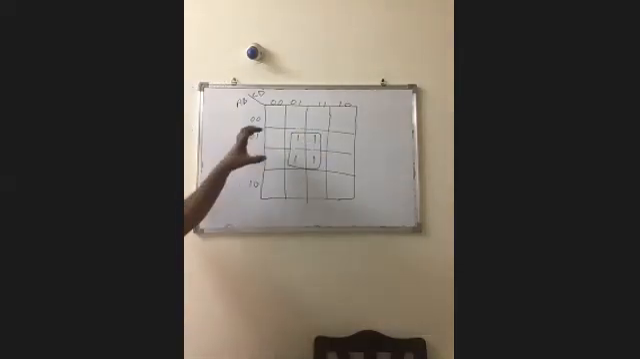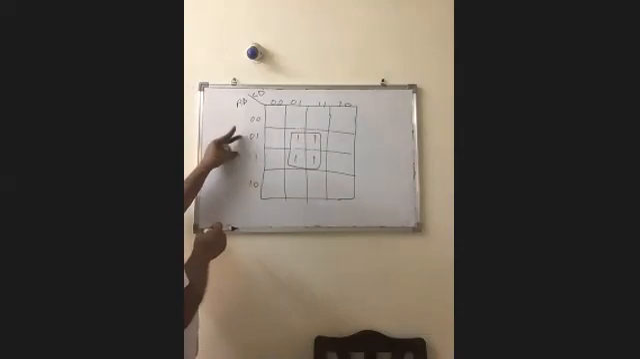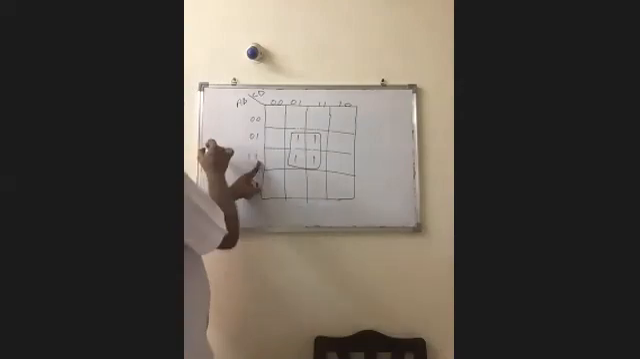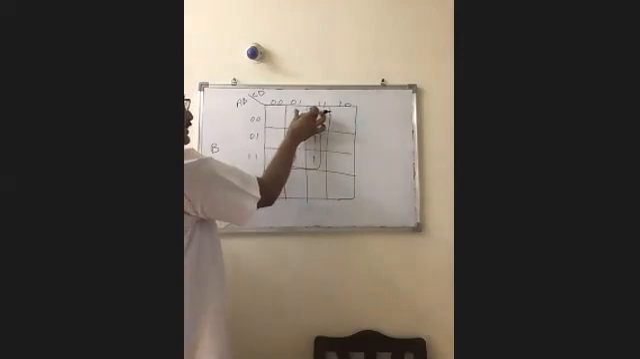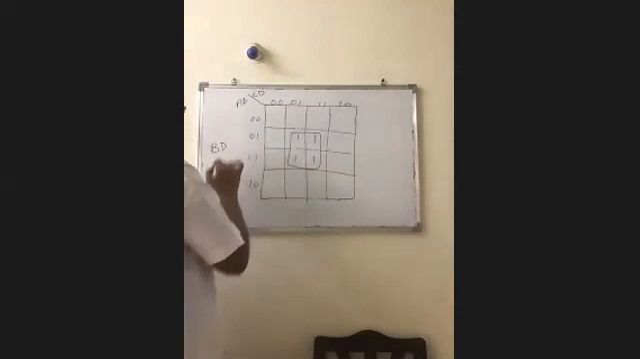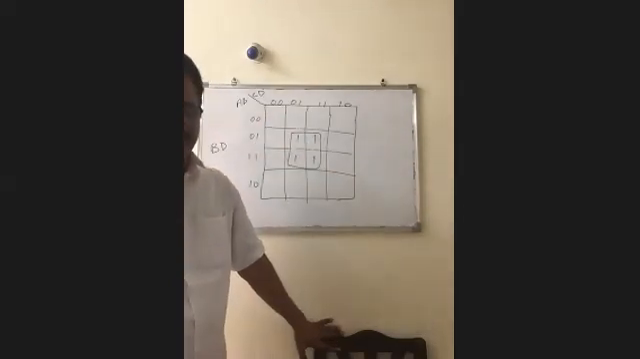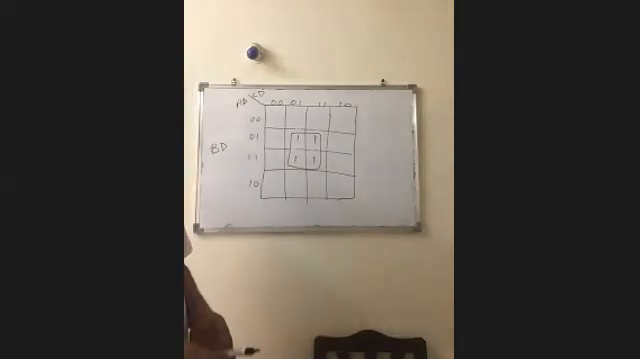For this one, from the second row to the third row, there is a change in the variable A. So forget about that one. There is no change in variable B, so write B. From the second column to the third column, there is a change in the variable C, so forget about that one. There is no change in the variable D, so that is 1. So write D. So for this group of ones, you have to write the product term as BD.